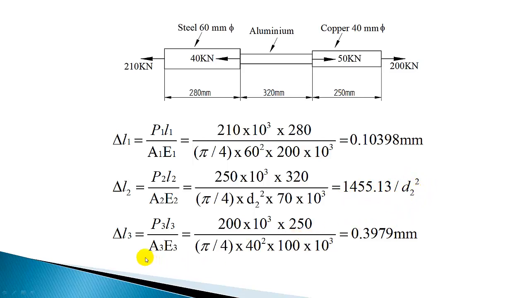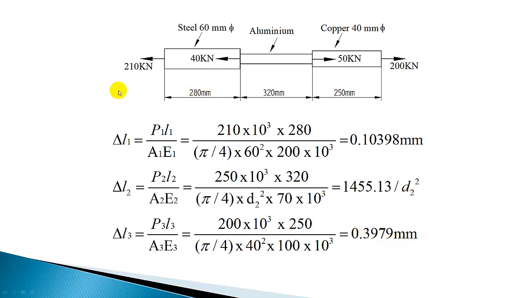Now delta L3 is P3L3 divided by A3E3. So P3 is 200 into 10 raised to 3. L3 is 250 mm. And we know the diameter there is 40 mm, so area of cross section is pi by 4 into 40 square. And Young's modulus of copper is given as 100 gigapascals, or 100 into 10 raised to 3 Newton per mm square. So you can calculate it as 0.3979 mm.